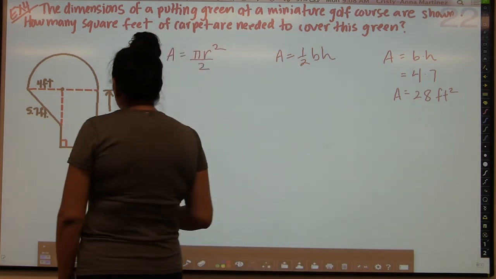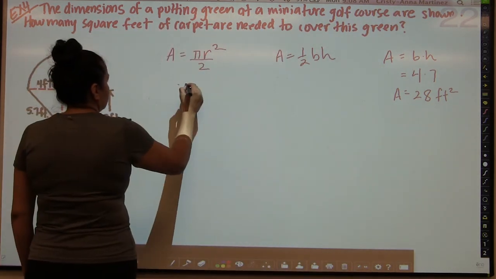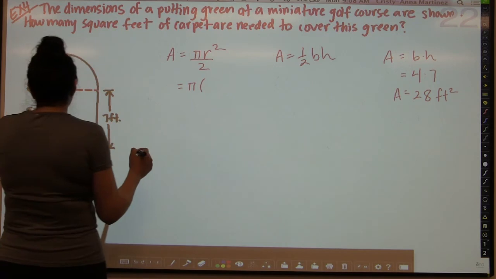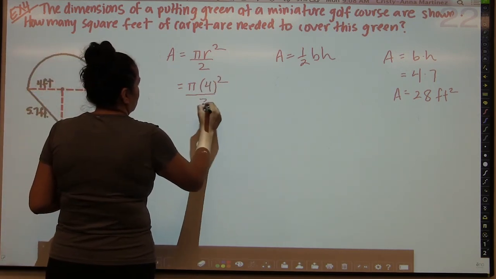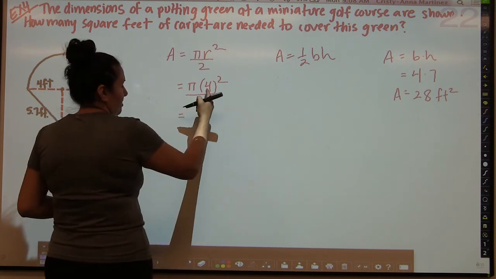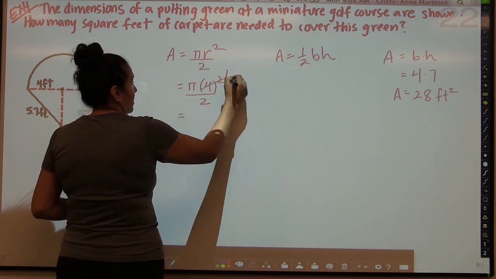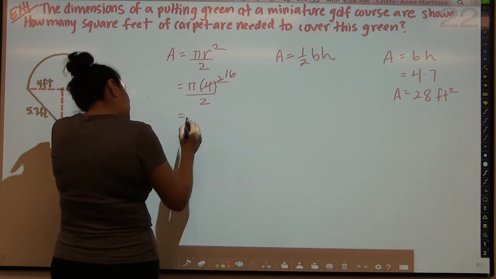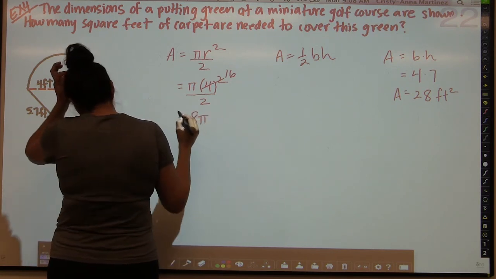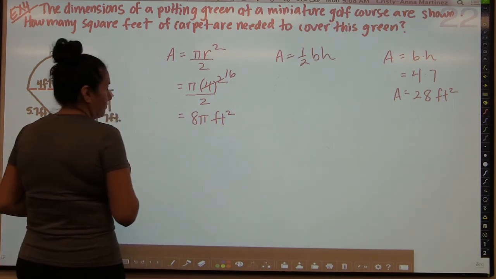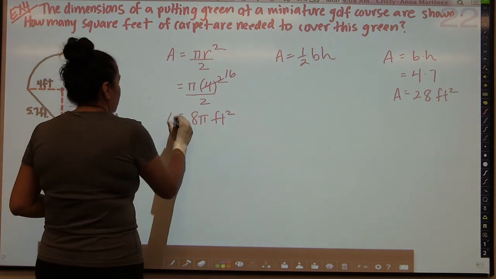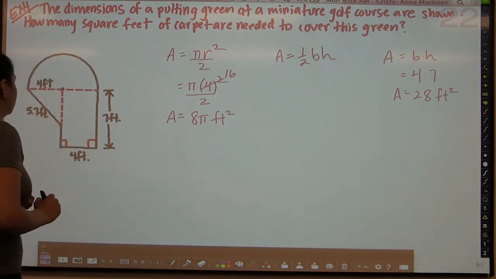For the circle, we have the radius. The radius is 4 feet, so 4 squared and then divided by 2. So there we're going to get 4 squared is 16. 16 divided by 2 is 8, so we're going to have 8 pi square feet. And then our last one is our triangle, base times height.